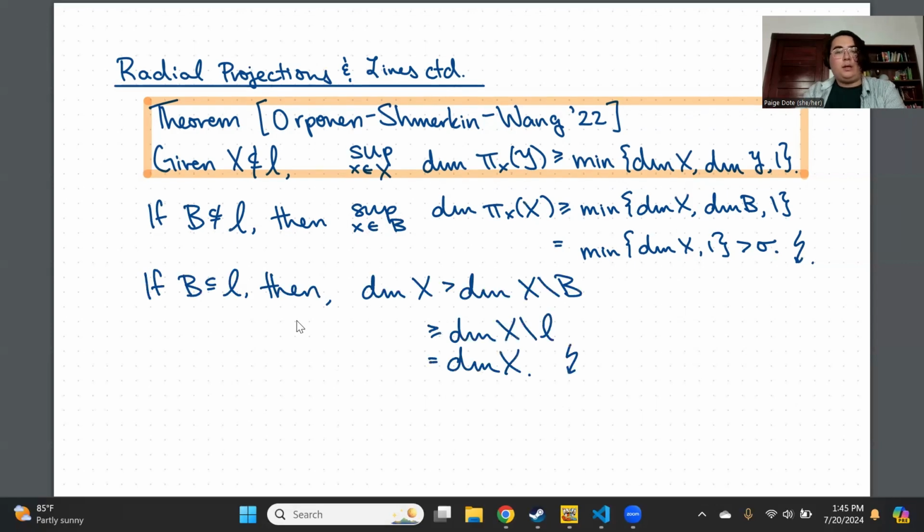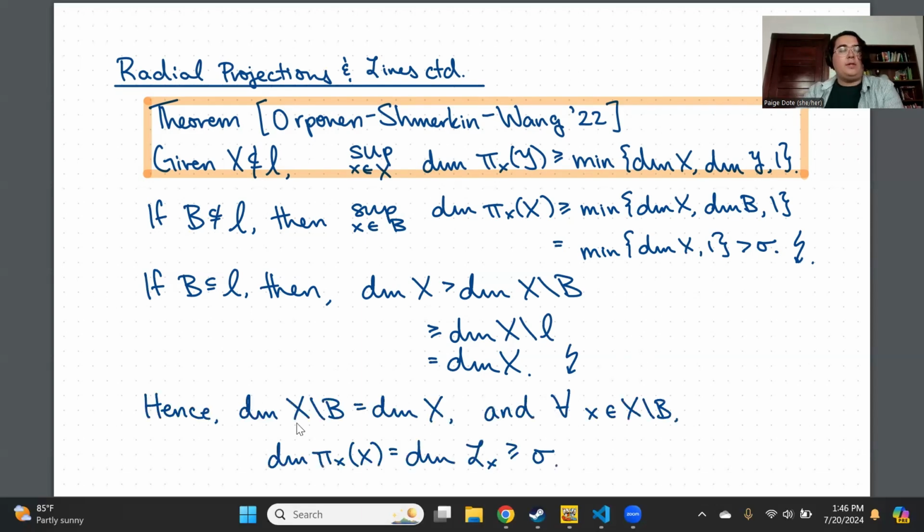But if B is contained in a line, then we can just create a string of inequalities. The dimension of x is strictly bigger than the dimension of x minus b by assumption, which is of course bigger than or equal to the dimension of x minus the line that b is contained in. But in Beck's theorem, the continuum Beck's theorem, we're supposing that x gives no large amount of mass to any particular line. So this is equal to the dimension of x by assumption. And so this is also a contradiction because we get the dimension of x is strictly bigger than the dimension of x. And that can't happen.